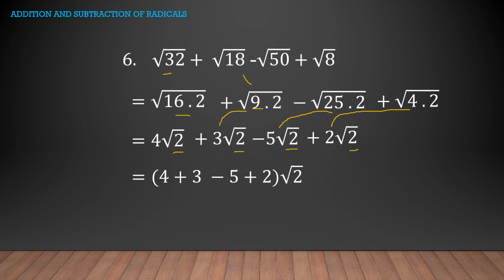So we have 4 plus 3 minus 5 plus 2, and the same radicand is square root of 2. So we're going to solve that. 4 plus 3 is 7. So 7 minus 5 is 2. And then 2 plus 2, it becomes 4. So 4 square root of 2 is the final answer.